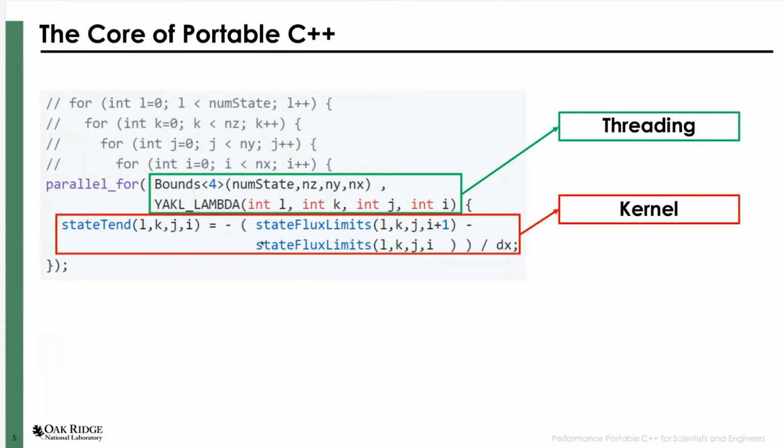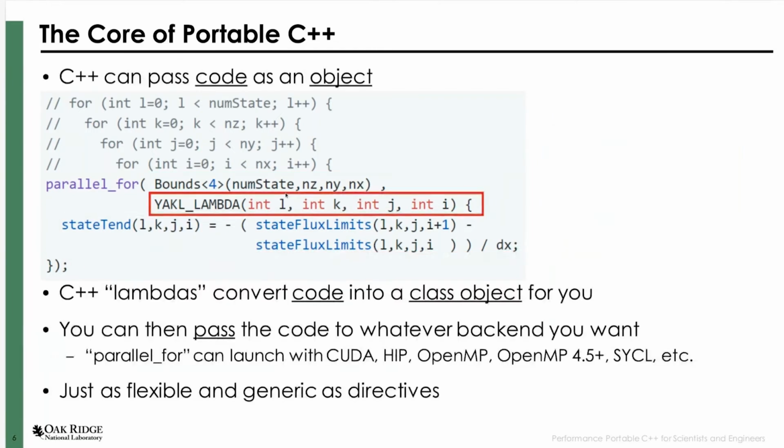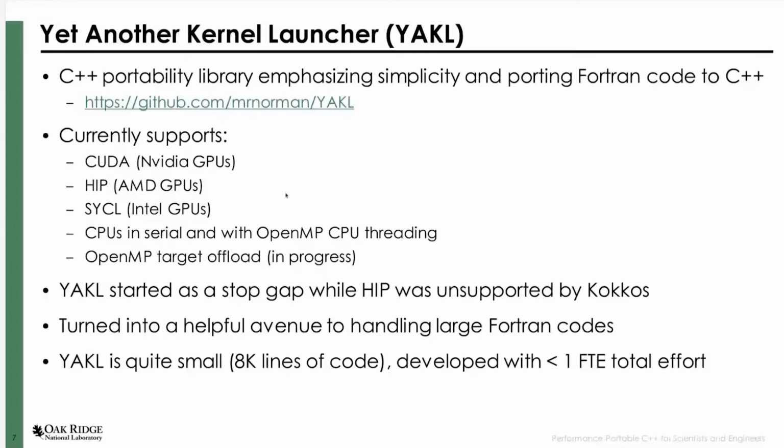So it's not true 100%, but to a large extent, the biggest syntax shock, so to speak, is going to be in describing the parallelism, the looping. Again, C++ can pass code as an object, and that's the reason C++ is useful in this regard, for running the same code on multiple different backends. So, yet another kernel launcher.